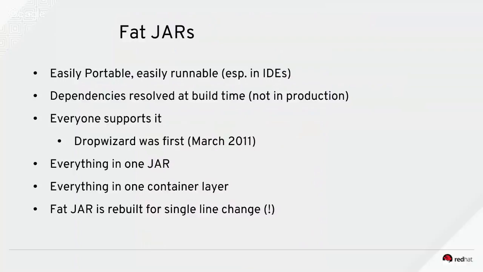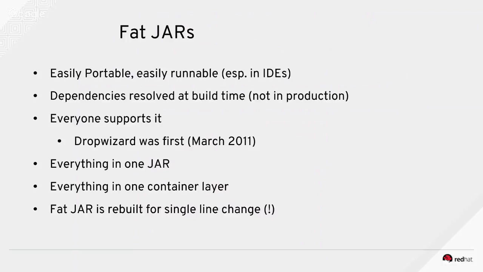So you've all probably heard of fat jars if you're here. Dropwizard is a packaging and a framework that started it around 2011. A fat jar is essentially a jar file, a Java archive file, that contains your application, its dependencies, and all of the things needed to run it with java -jar. So they're very easy to understand and easily portable. You can run them very easily with java -jar, you can set up your IDE to run them very easily, and the dependencies that your app requires are resolved at build time, not in production. That's a key tenet of fat jars.